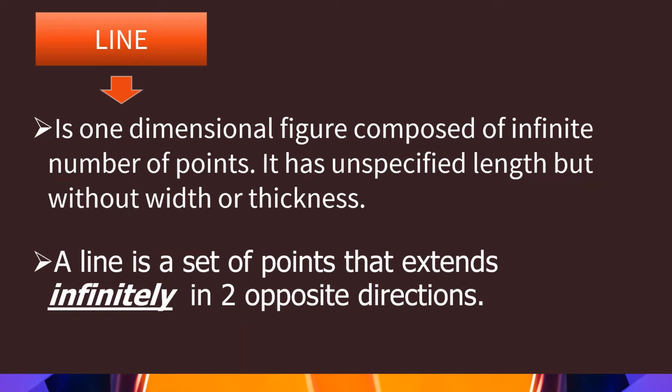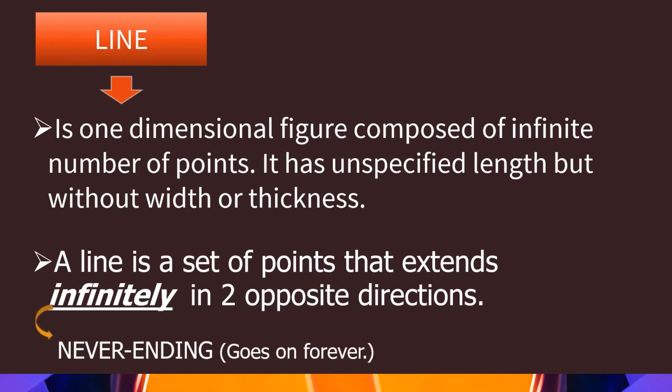So, a line is a set of points that extends infinitely into opposite directions. Kaya nga sabi kanina, it has unspecified length. Why? Because a line extends infinitely into opposite directions. So, anong ibig sabihin ng infinitely? Infinitely means never ending or goes on forever. As we described a line a while ago, it is composed of infinitely many points.